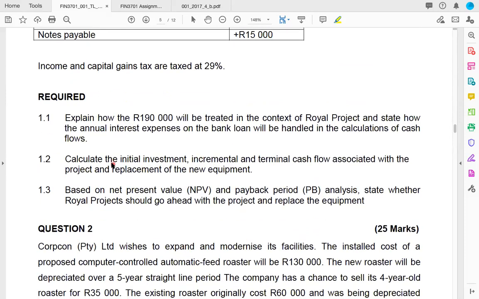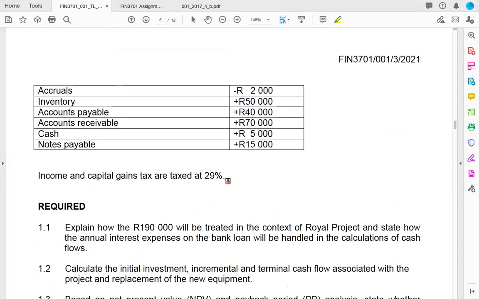Then part 1.2 says calculate the initial investment, the incremental and terminal cash flow associated with the project and the replacement of the new equipment. Okay. Calculate the initial investment, incremental and terminal cash flow associated with the project and the replacement of the new equipment.